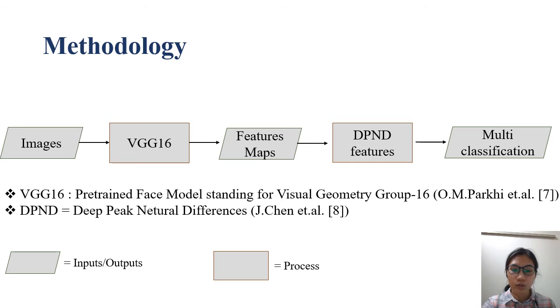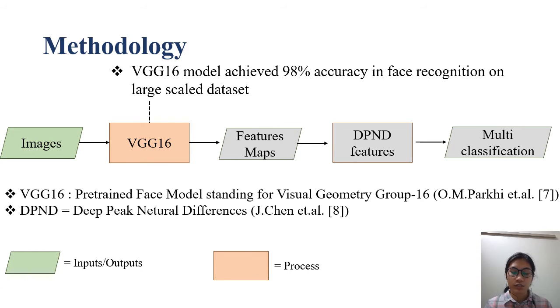This is the flowchart of our proposed model. Firstly, we feed the input frames to the VGG16 model that is already pre-trained for face recognition. The reason for adopting the VGG16 model is that it achieves 98% accuracy in face recognition. That means the VGG16 model can capture important features, like the significant features of the nose, mouth, or something like this, for face recognition.